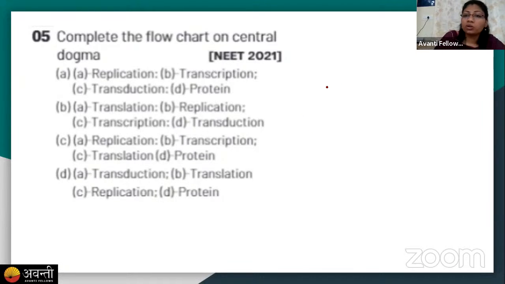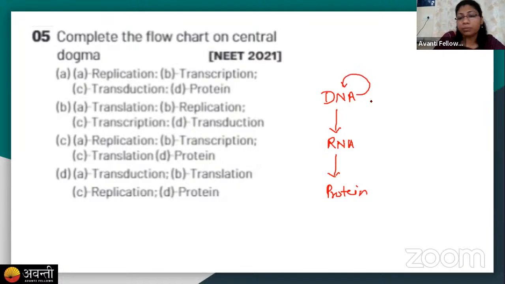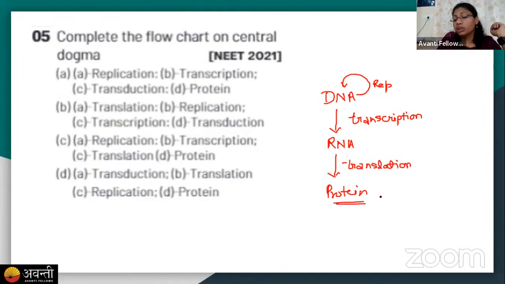Let's find out. We know the central dogma goes from DNA to RNA and RNA to protein, right? But before that, the DNA itself gets replicated. So the first step is always replication, the making of a copy of DNA. Second is the conversion of DNA to RNA, that is transcription, right? The formation of protein from the RNA is known as translation, right? And the last, we have the protein molecule.